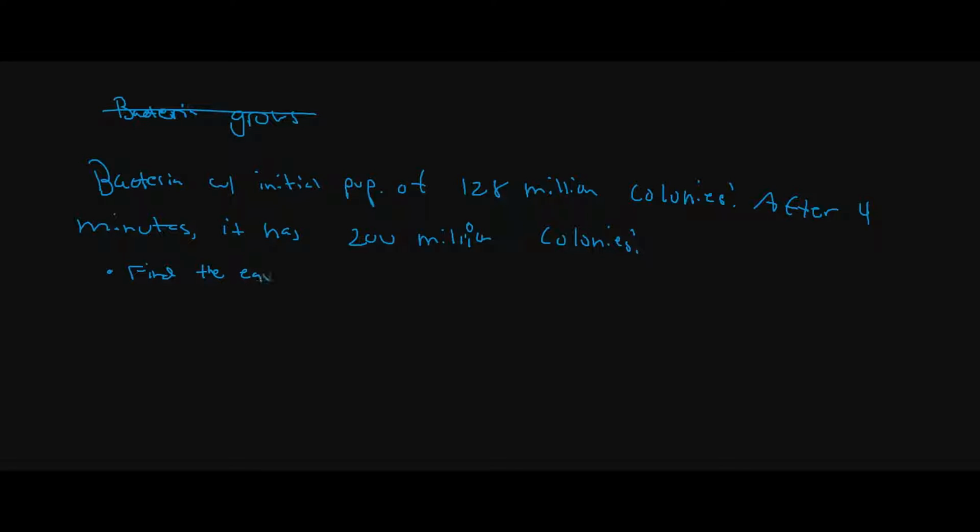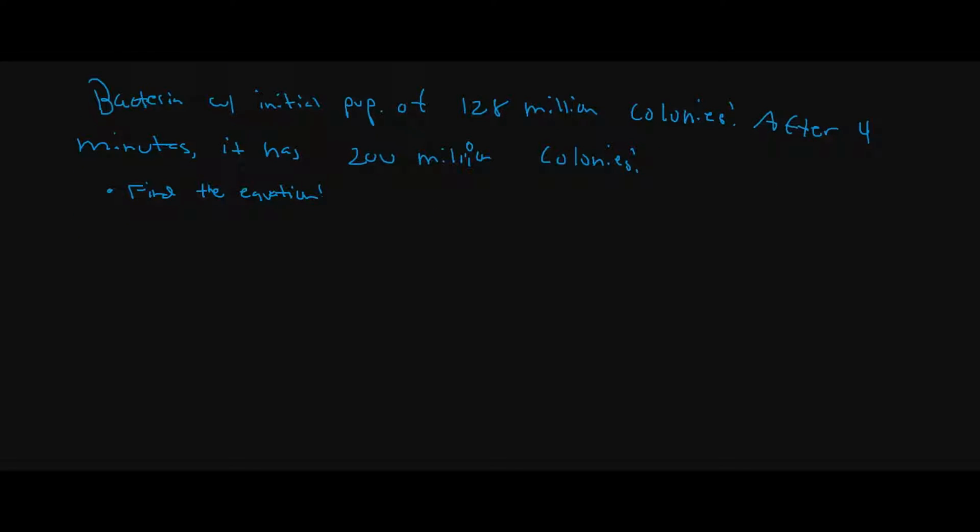Determine the equation. And how long will it take? I'll write the question down in a minute, but how long will it take until it has 500? Well, let's begin writing our equation. We have y is equal to, well, the initial population is 128 e to the, I don't know my percent rate. It doesn't tell me how much it's growing by. Well, that's okay, because it does tell me that after 4 minutes, it has 200 million colonies. It tells me that when t is equal to 4, the y value is 200.